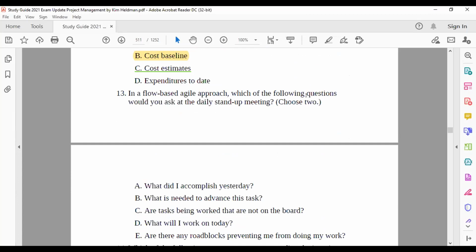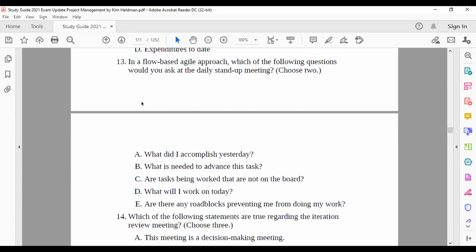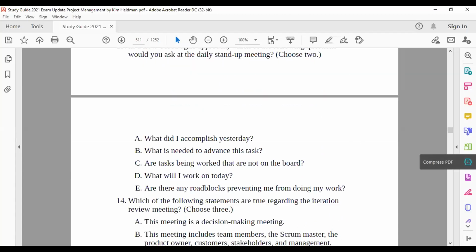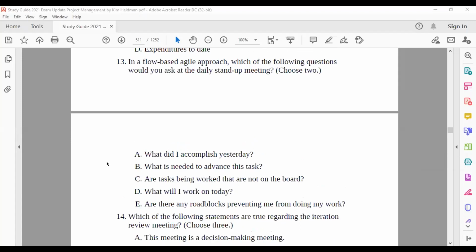Question number 13, in flow-based agile, which of the following questions would you ask in a daily stand-up meeting, please? Do not let me down, direct answer. What questions we ask, or what question I ask you directly? Choose 2 answers. There is iteration-based agile and there is flow-based agile. There are 2 types of agile. So be careful when you are answering. You are answering based on iteration-based agile.